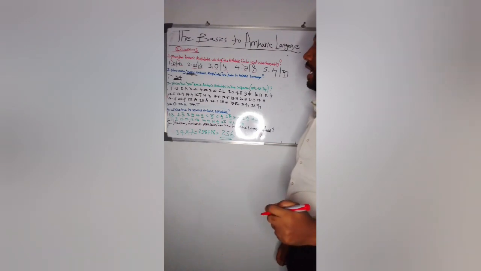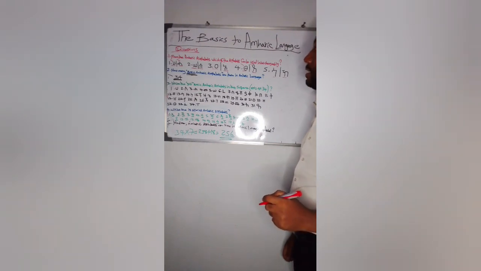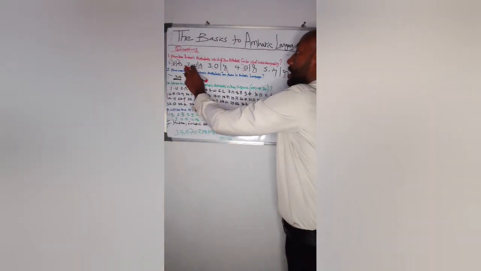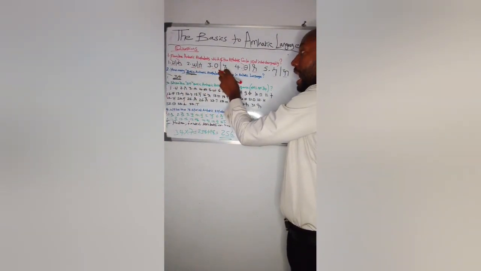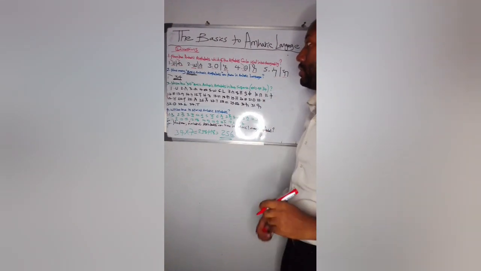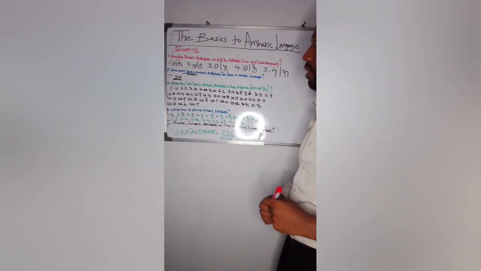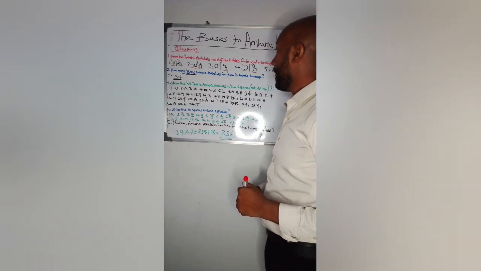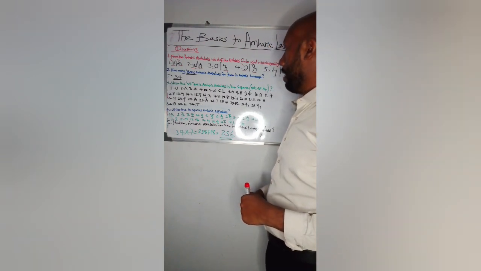So from the Amharic alphabets, 5 alphabets can be used interchangeably: Ha and Ha, Sa and Sa, A and A, Sa and Sa, and Ha and Ha. This is the first answer. And the second question is: how many basic Amharic alphabets are there in the Amharic language?